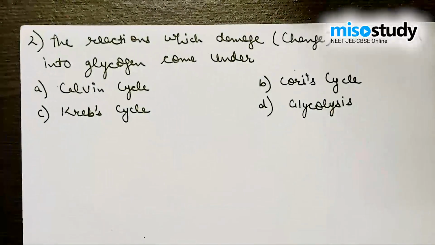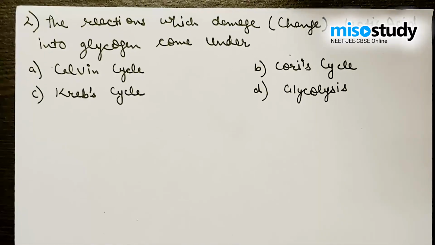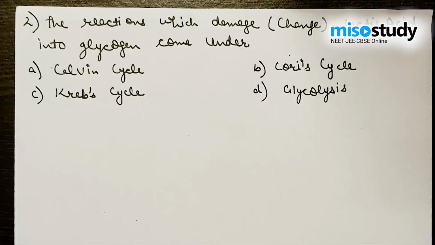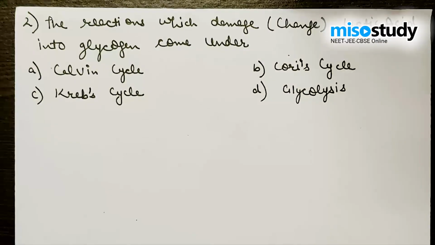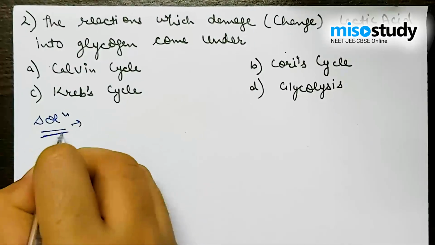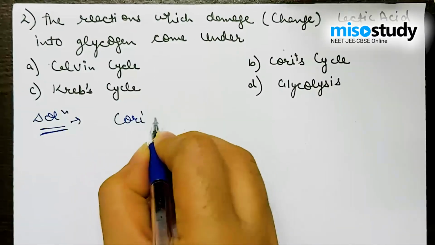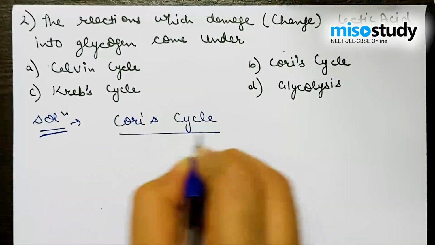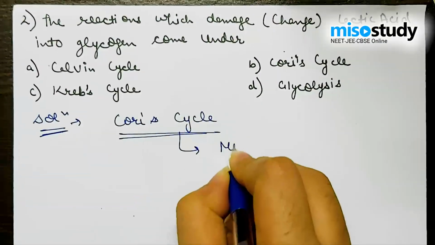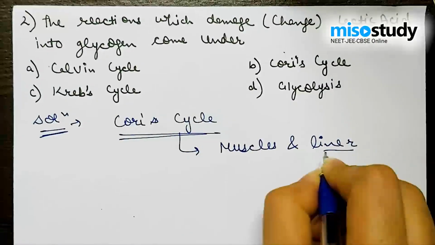Let's move on to question number 2 from locomotion and movement. The reaction which changes lactic acid into glycogen comes under: option A, Calvin's cycle, option B, Cori's cycle, option C, Krebs cycle, option D, glycolysis. For solving the question, we all know that Cori's cycle occurs in muscles and liver.